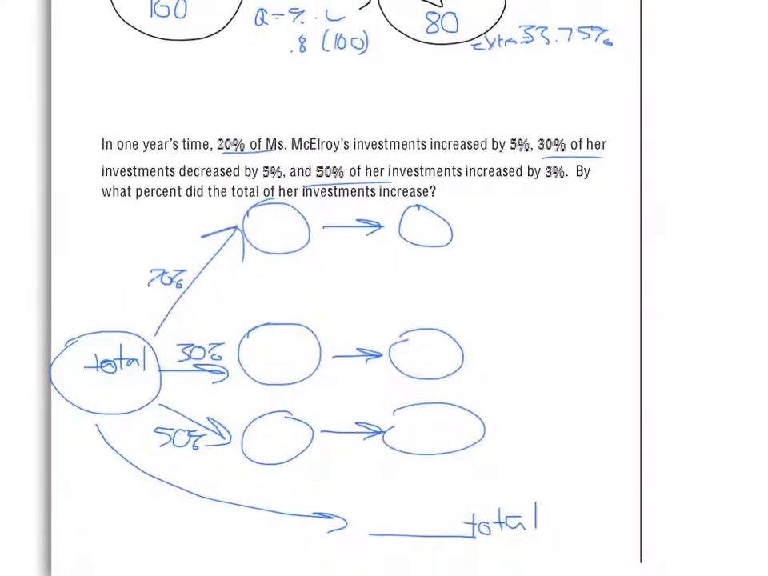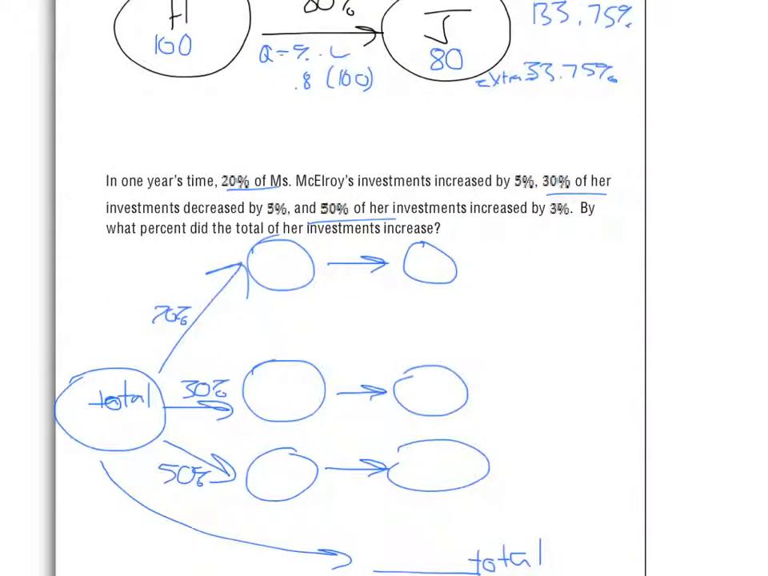All right, so this 20%, we're told increased by 5%, so it's going to be 105%. The 30% decreased by 5%, so it's going to be 95%. And the 50% increased by 3%, so it's going to be 103%. So we need to pick a starting value. 100 seems to make sense to me. Q equals percent times whole. That's going to make this 20, this 30, and this 50.